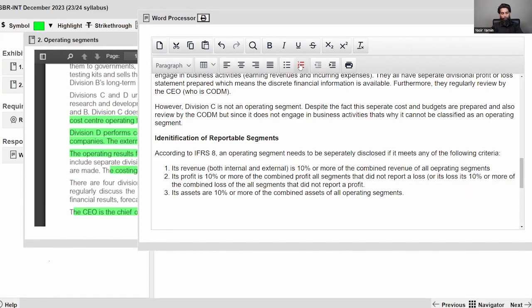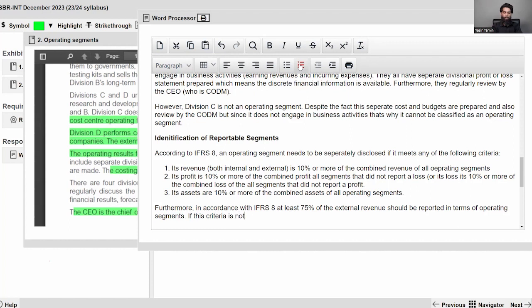All right. Furthermore, in accordance with IFRS 8, at least 75% of the external revenue should be reported in terms of operating segments. If this criterion is not met, then additional segments must be identified, right?